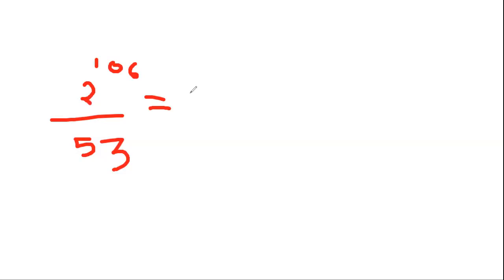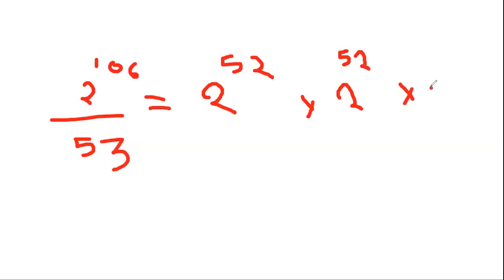Okay, so 2 to the power 106. Think. Can you write this in terms of Fermat's theorem? Because 53, it's a prime. So let me convert. Can I write 2 to the power 106 as 2 to the power 52 multiplied by again 2 to the power 52? So it is 2 to the power 104, and what is left is nothing but it is left with 2 square, which is 4, divided by 53, right?